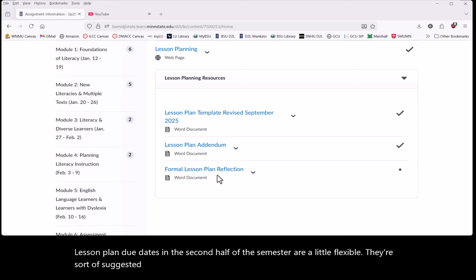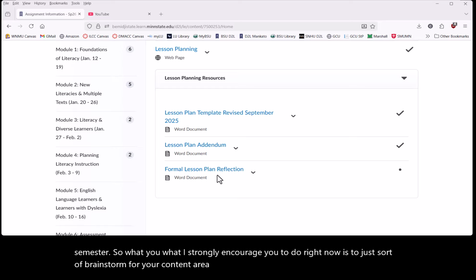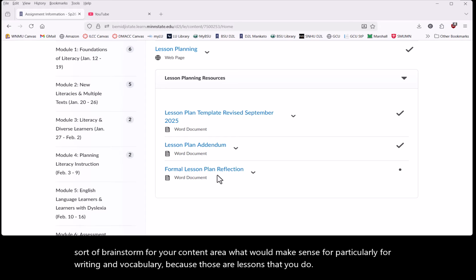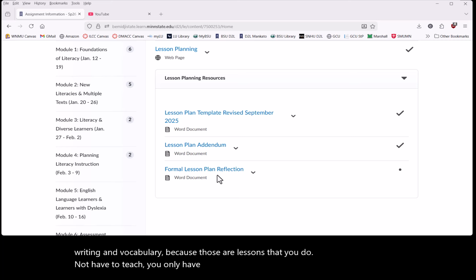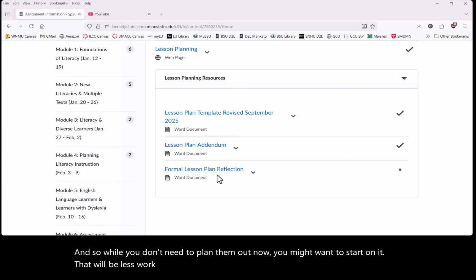There is a lot, though, to do during the second half of the semester. So what I strongly encourage you to do right now is to just brainstorm for your content area what would make sense, particularly for writing and vocabulary, because those are lessons that you do not have to teach, you only have to plan. And so while you don't need to plan them out now, you might want to start on it. That will be less work for you at the end of the semester.